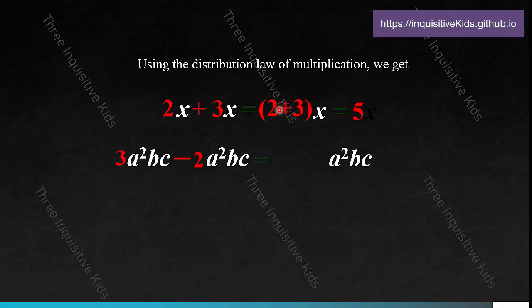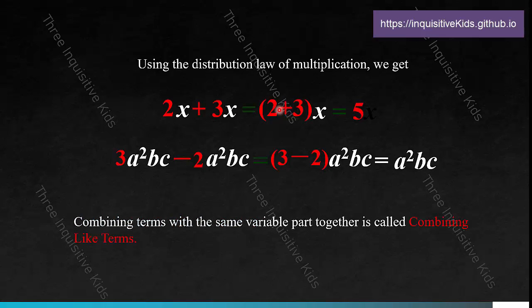The same with another one. 3a squared bc minus 2a squared bc is equal to blank a squared bc. Well, we factor a squared bc out, which would give us the difference between 3 and 2 times a squared bc, which would just give us a squared bc. Combining terms with the same variable part together is called combining like terms.